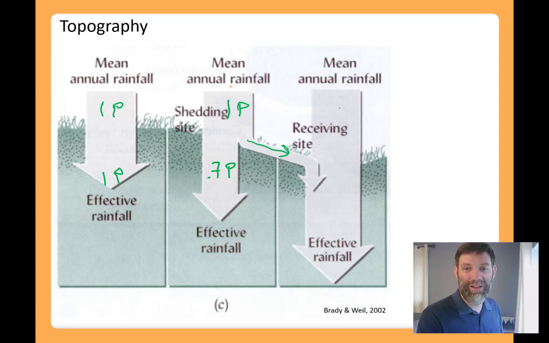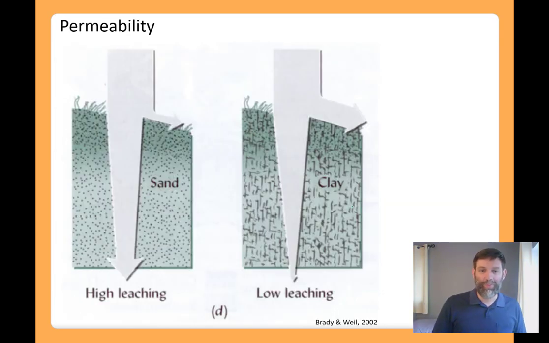Less is getting through. If you're at the bottom of a hill, we still get that 1p, but we are actually adding in everything that ran off the side of the hill, right? So now we actually have more effective precipitation at the bottom of the hill than we had at the top or in the middle. We're getting more precipitation than even hit the surface because we're receiving that runoff. So topography can influence rainfall.